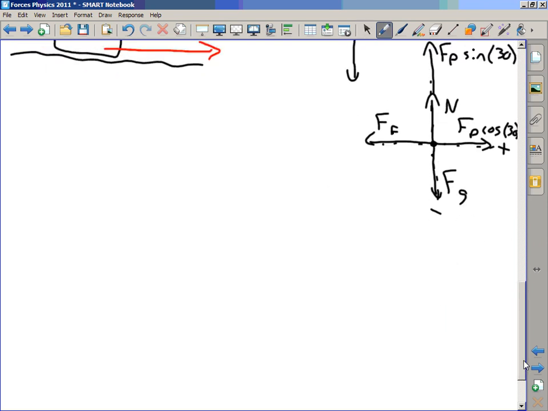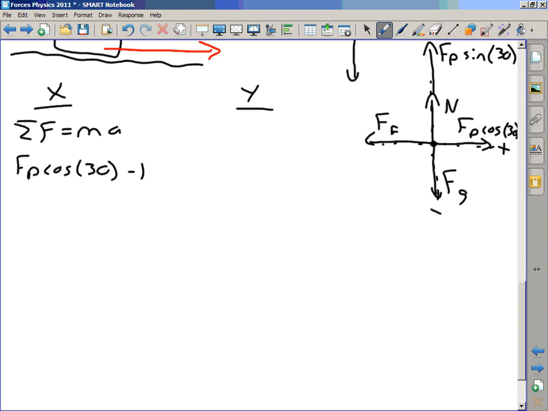Next step, you get an X and a Y axis. Sum up the forces equals MA. So in the x-axis, what are the forces? FP cosine 30, what else? Minus FF equals MA. Okay? The y-axis is equals MA.